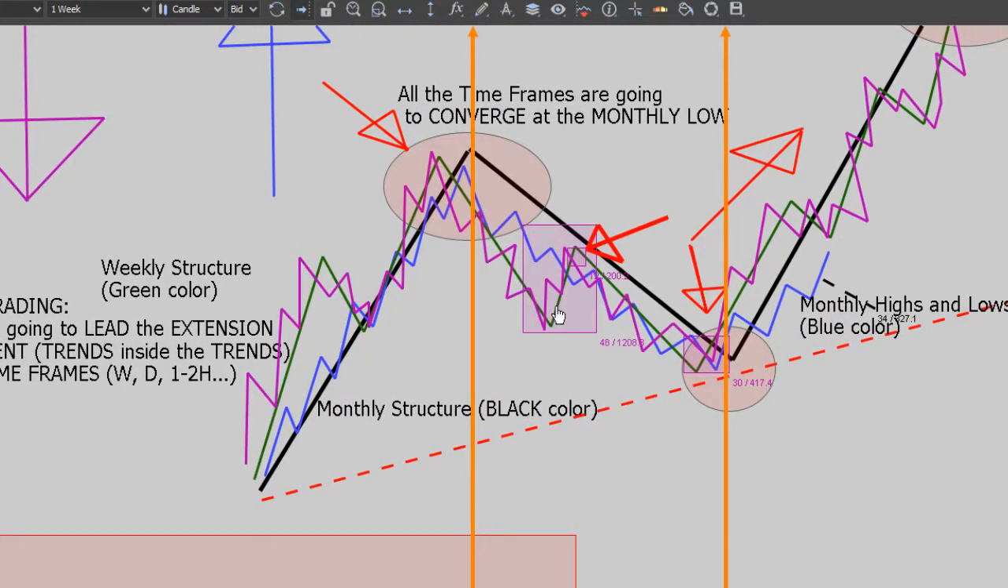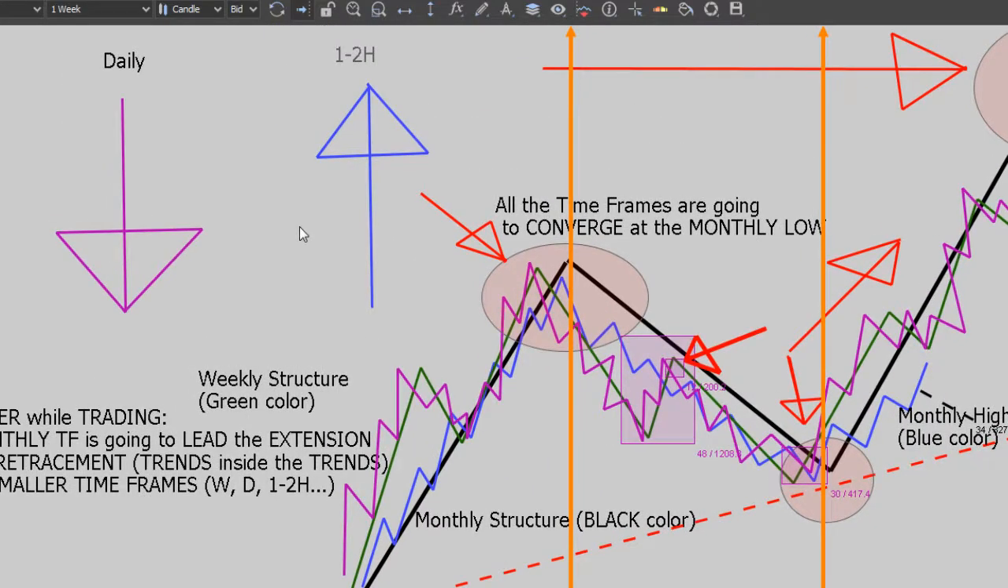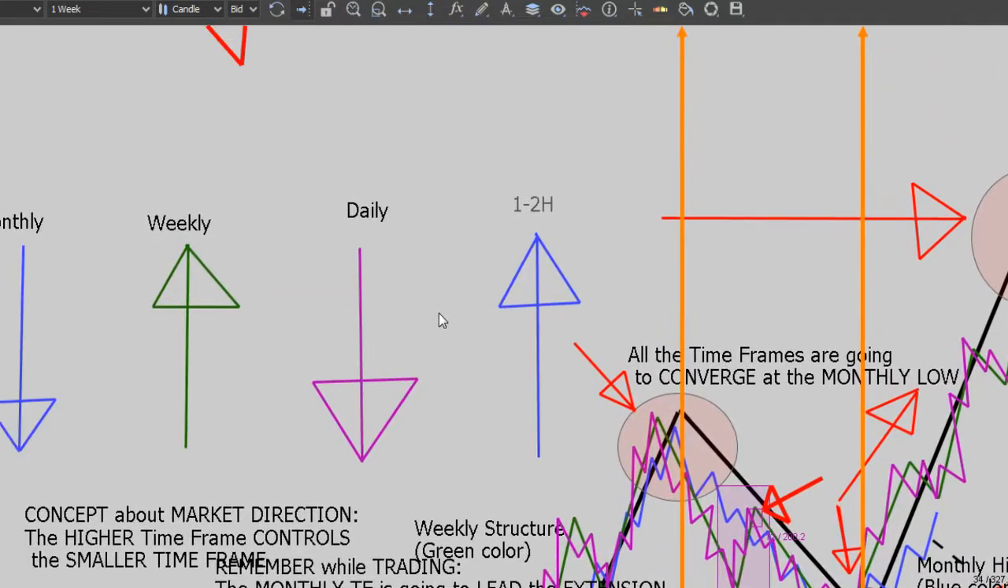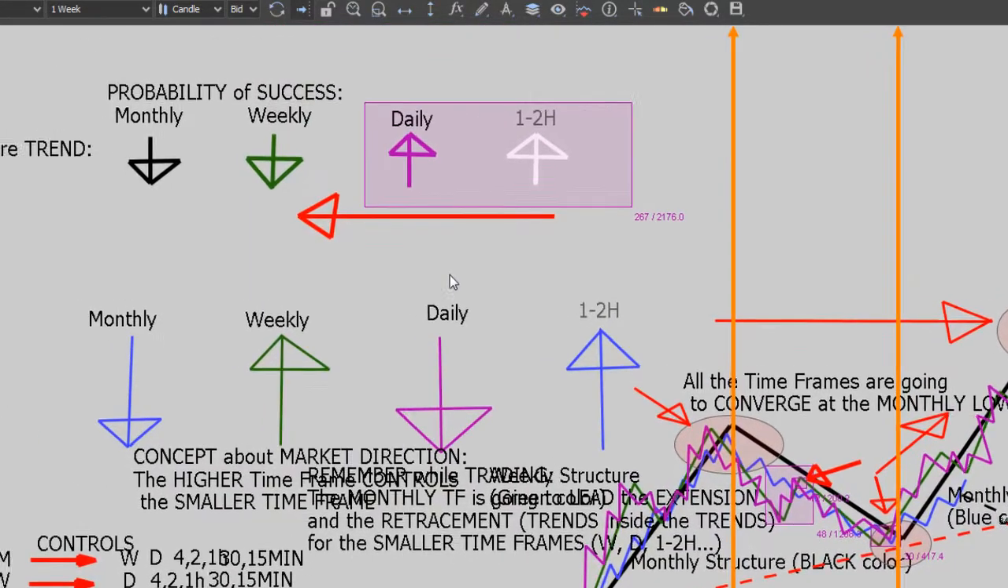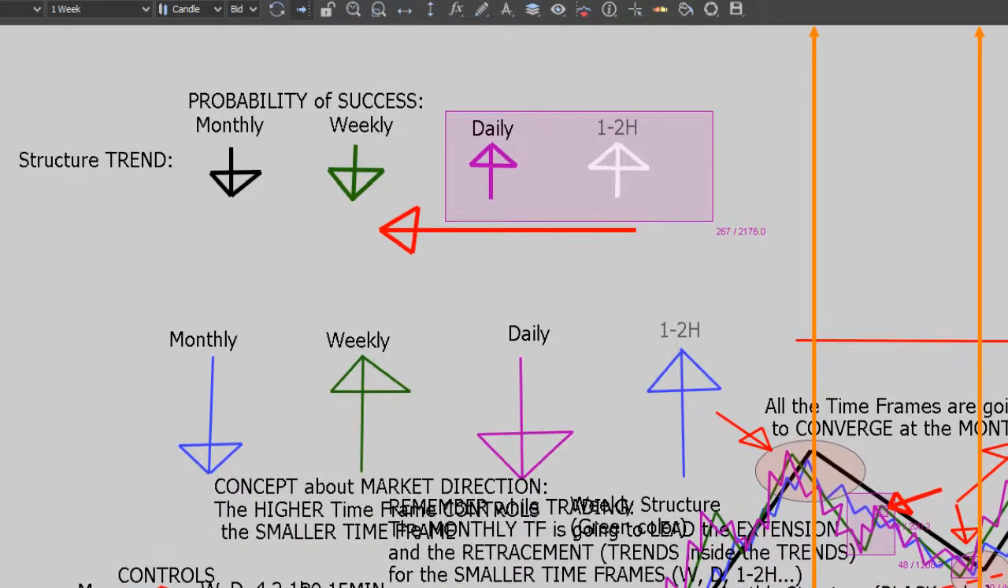In this example, the green line is the weekly chart. What if the green line was the 2-hour chart and you are trading on the 15-minute or 30-minute chart? The same concept applies. The higher time frame is going to lead, it is going to push down the smaller time frames, right? Now let's go back. I know it's complex, Miguel, don't worry.